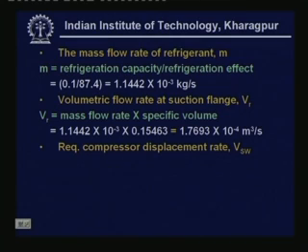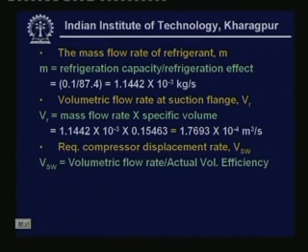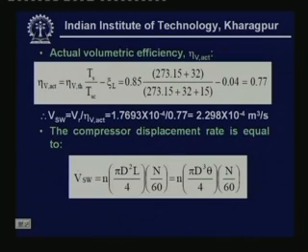Then we have to find out the required compressor displacement rate. And as you know, the compressor displacement rate is nothing but the volumetric flow rate of the refrigerant divided by the actual volumetric efficiency. We know the volumetric flow rate, we have to find out what is the actual volumetric efficiency. So, let us find out the actual volumetric efficiency.